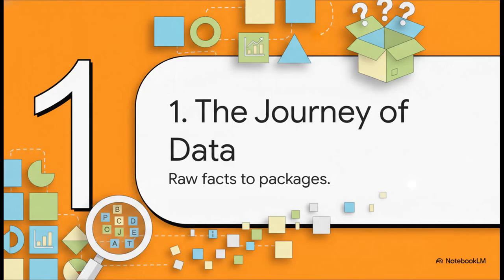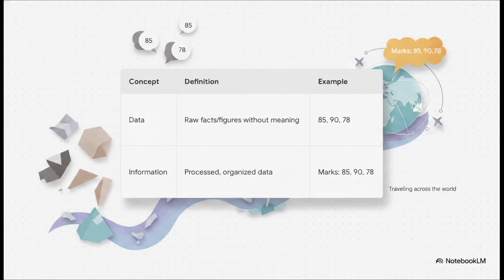Section 1. The journey of data, from raw facts to digital packages. Okay, so a lot of people just throw around the words data and information like they're the exact same thing, but in the digital world, they're actually really different. Data is literally just raw facts and figures. If I walk up to you and just say 85, 90, 78, you'd probably be pretty confused. It means absolutely nothing on its own. But if we process that and I say, hey, these are the marks of 3 students, 85, 90, and 78, suddenly it makes perfect sense.